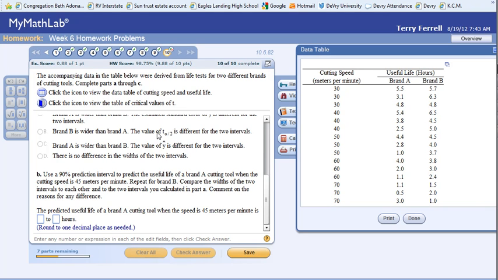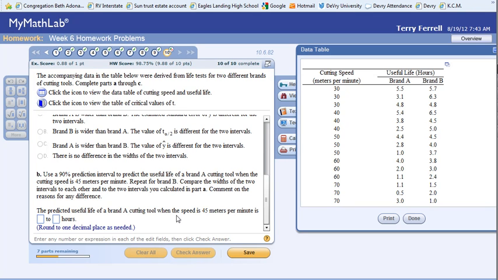Okay, let's continue with problem 10. This time we're going to look at the prediction interval. The difference is that a confidence interval is for the average, while a prediction interval is for an individual value for the useful life of a brand A cutting tool. That's the difference. Normally the prediction interval is wider than the confidence interval, because the confidence interval represents the mean or the average, and the prediction is the individual.